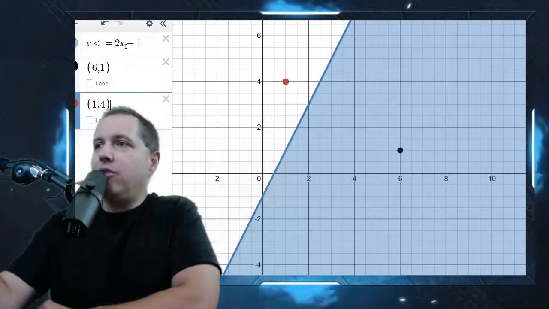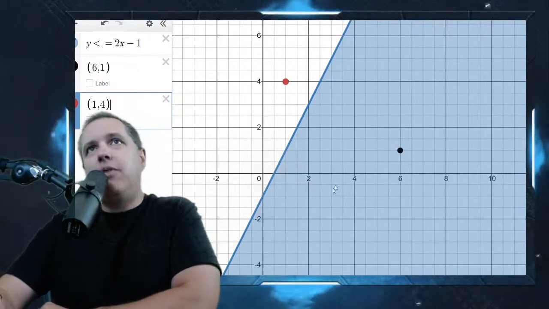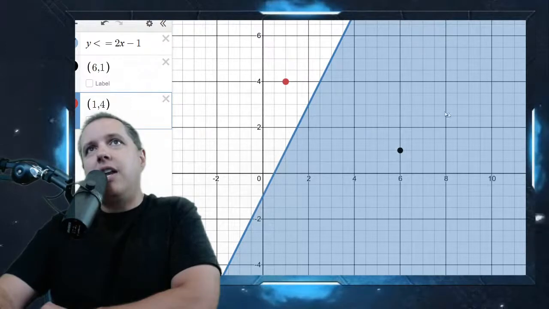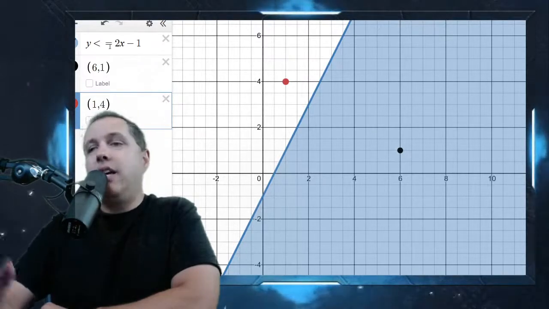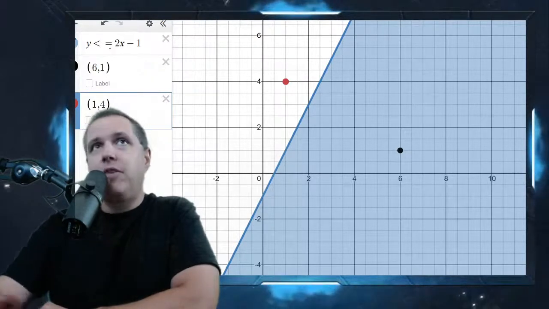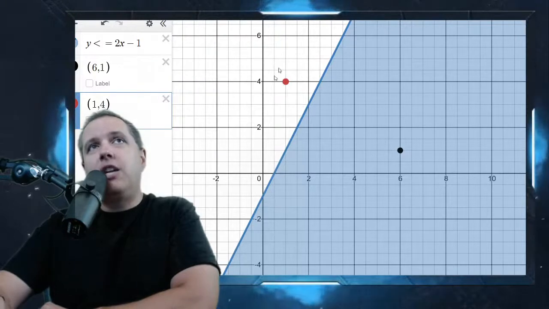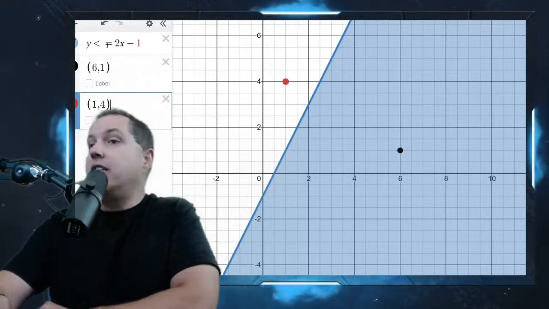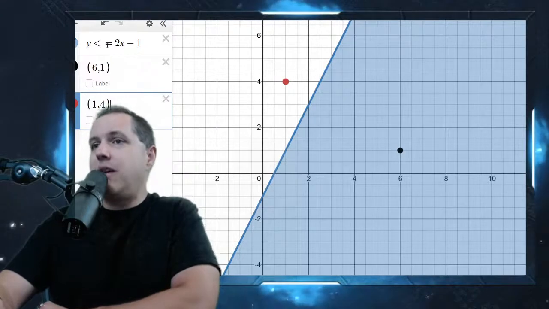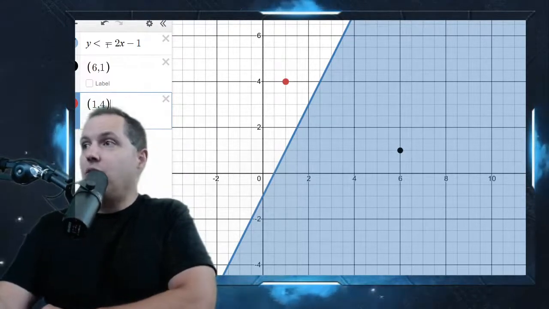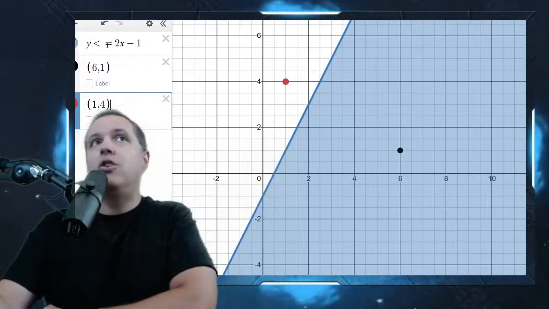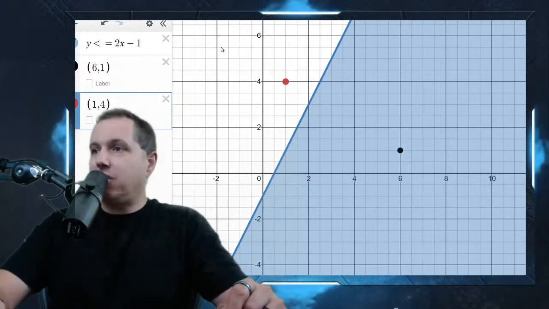So what's the pattern that we've seen? If I take a point from this shaded region and plug the x, y into my inequality, it works. It's true. If I take a point from the unshaded region and plug it in here, it doesn't work. We get a false statement. So guess how you're going to figure out which side you're going to shade? You're going to use what we call a test point.